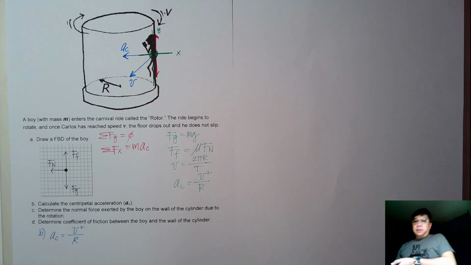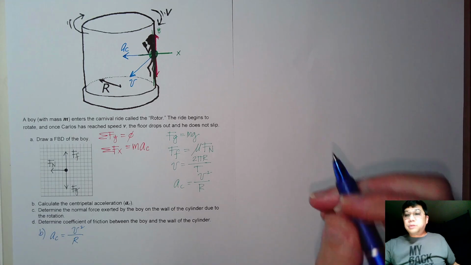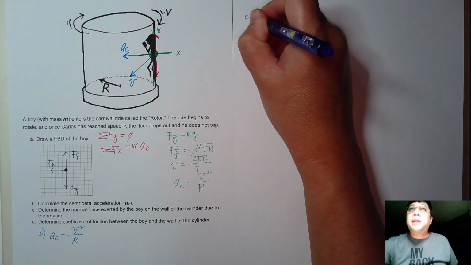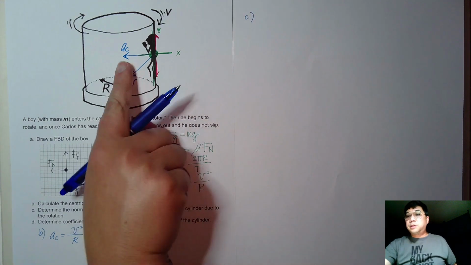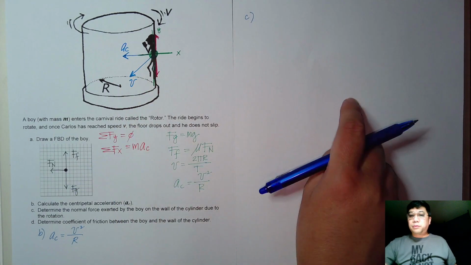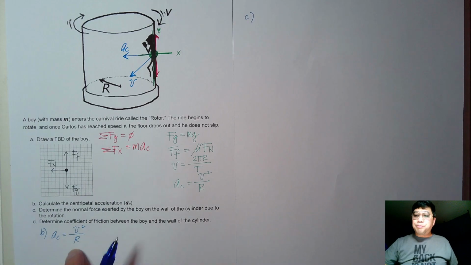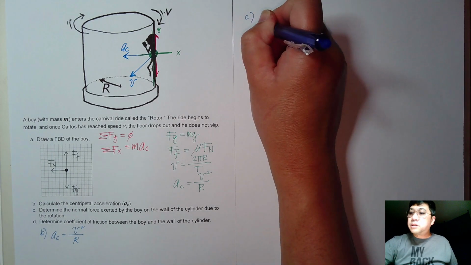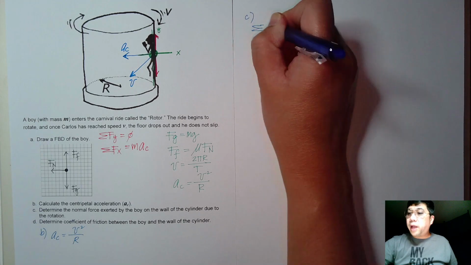So letter C: determine the normal force exerted by the boy on the wall of the cylinder due to the rotation. As I mentioned earlier, as the boy is being pushed to the side, the wall exerts a force called the normal force. Before we start with the normal force, why don't we just analyze the different forces acting along the y-axis first?